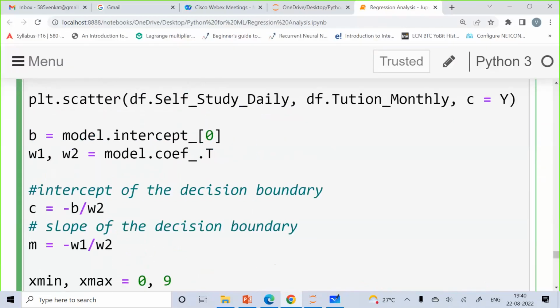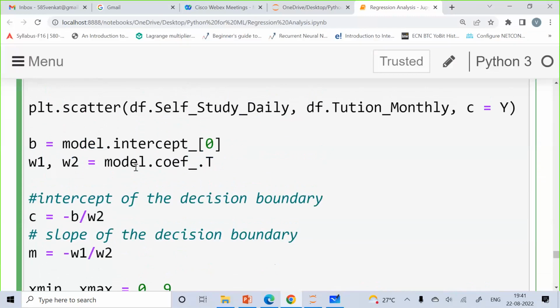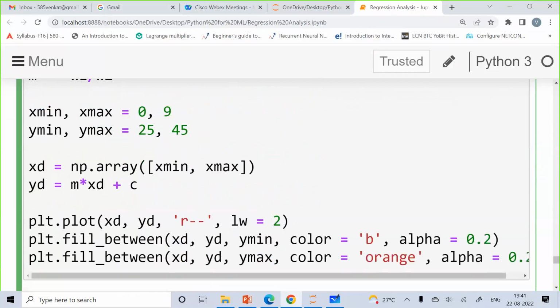So here you see that we are accessing model.intercept, you will get the B value, which is in our notation theta naught. Model.coef transpose you are accessing, which is W1, W2. In our notation, it is theta 1 and theta 2. So now compute the intercept and the slope. C equivalent to minus theta naught by theta 2, M equivalent to minus theta 1 by theta 2. And substitute that in the equation, yd equivalent to m times xd plus c, and plot that. That's all. You got it.